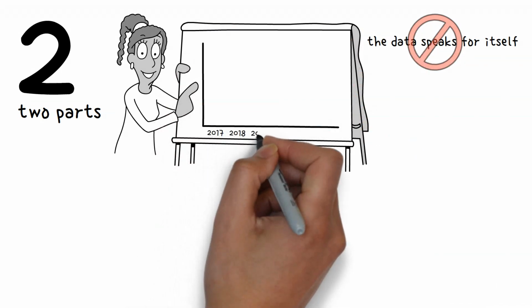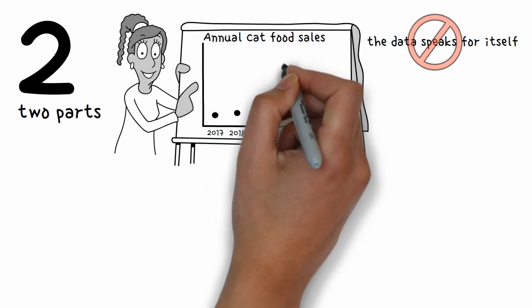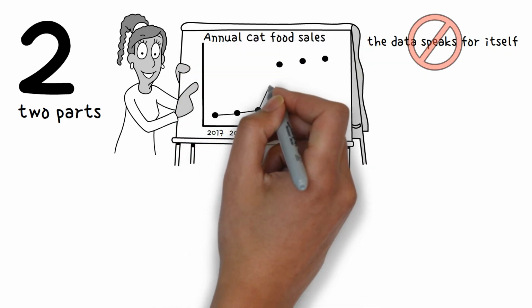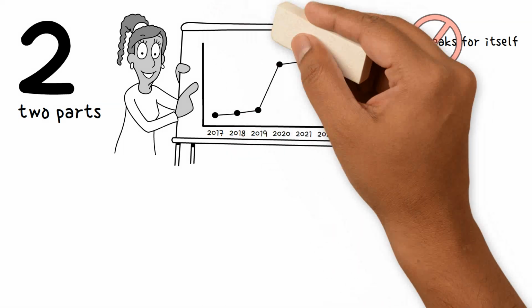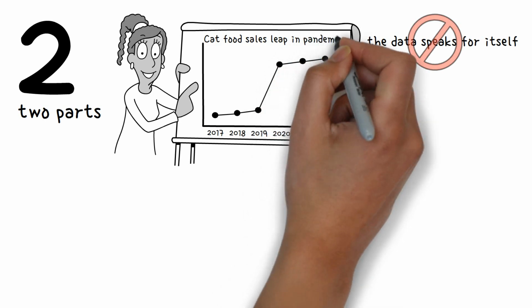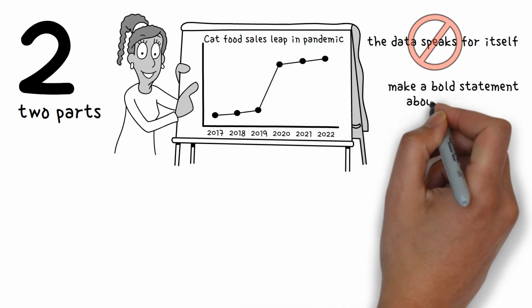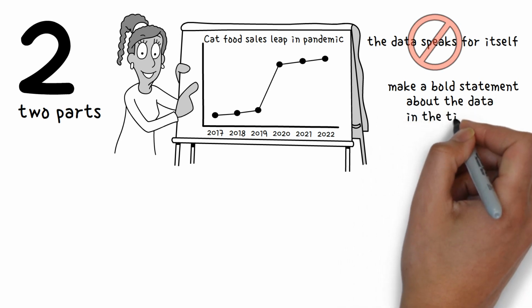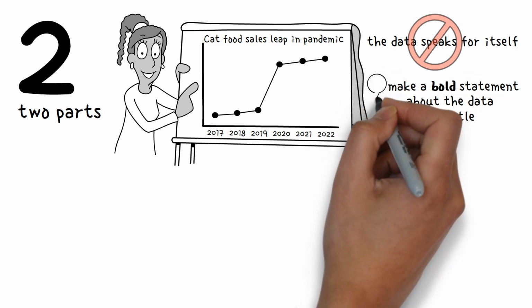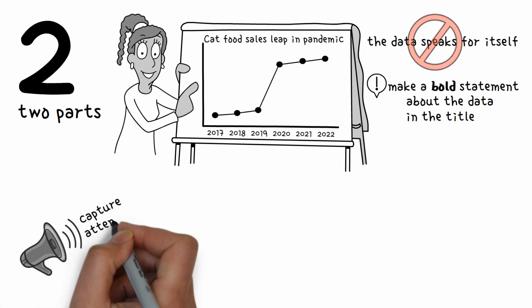For example, rather than a title of Annual Cat Food Sales, if the ultimate message that you're trying to convey is that there was a jump of cat food sales during the COVID pandemic, then a better title would be Cat Food Sales Leap in Pandemic. Don't be afraid to make a bold statement about the data in the title. Unfortunately, we do this all the time. We miss the opportunity to capture the audience's attention through the title.